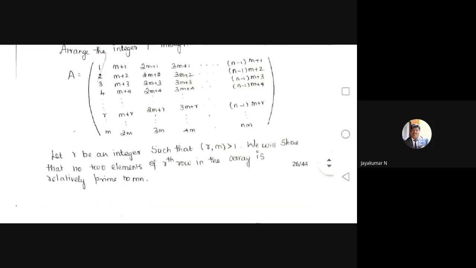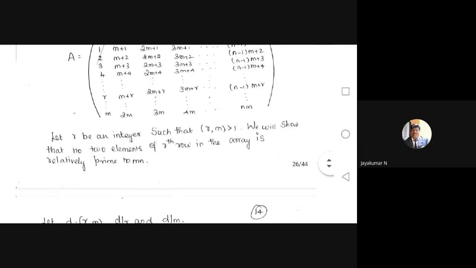So we will show that no two elements of the rth row in the array are relatively prime to mn. So we are going to prove that the elements in the rth row are not relatively prime to mn, which means the GCD between any element of the rth row and mn is not equal to 1. It is greater than 1.